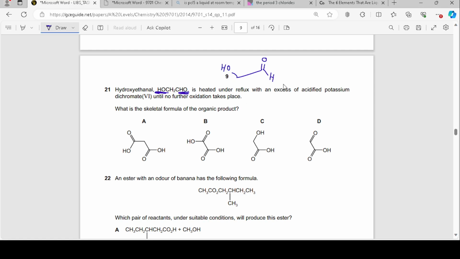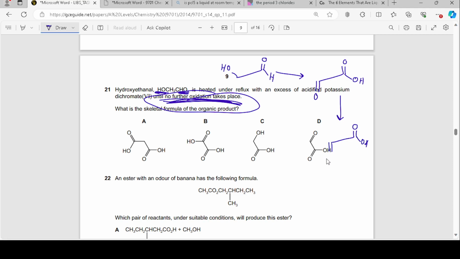It is heated under reflux with an excess of acidified potassium dichromate until no further oxidation takes place. When you oxidize this, the aldehyde side becomes the carboxylic acid. As for the alcohol side, initially it becomes an aldehyde, but since no further oxidation takes place only at the end, the aldehyde is oxidized again into a carboxylic acid. So the aldehyde is just an intermediate product, and you don't need to think about that, because the question says until no further oxidation takes place. The product I finally get is going to be this one.